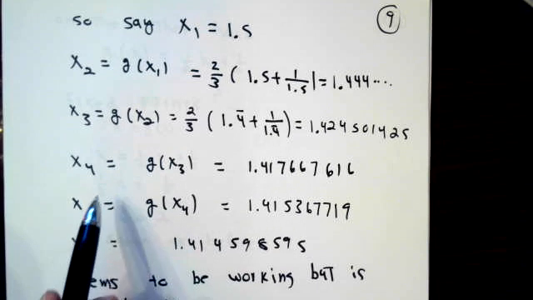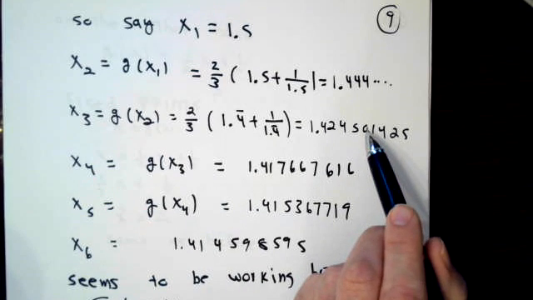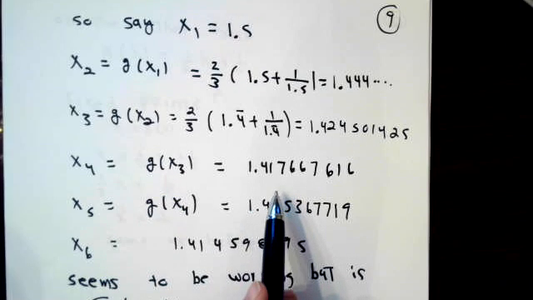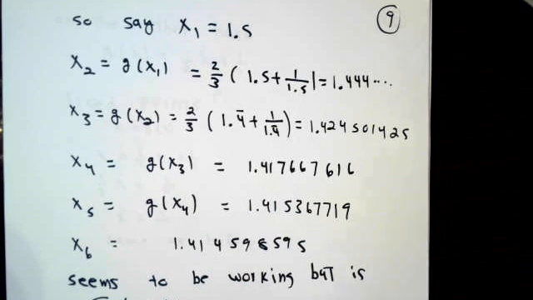1.4245, 1.425. X4 is what I get when I take this number, x3, and feed it through the g function, which works out to be 1.417667, and so on and so forth. By the time I get to x6, I have 1.414. Those digits are correct. Those match the digits in square root of 2, and these digits are not correct. So this suggests to me that this idea is working.